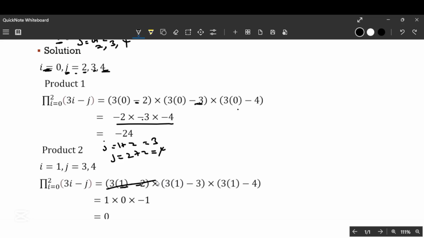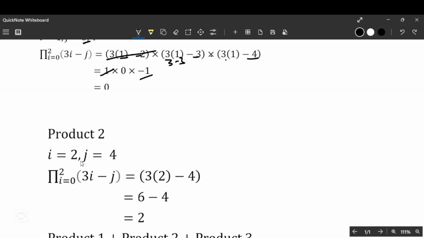So you are going to have 3 times 1 minus 3, which is 0. 3 times 1 minus 4, negative 1. And negative 1 times 0 is 0. For the last part, when i equals 2, j is equal to 4. So you have 3i minus j. So 3 times 2 is 6 minus 4, which is 2.